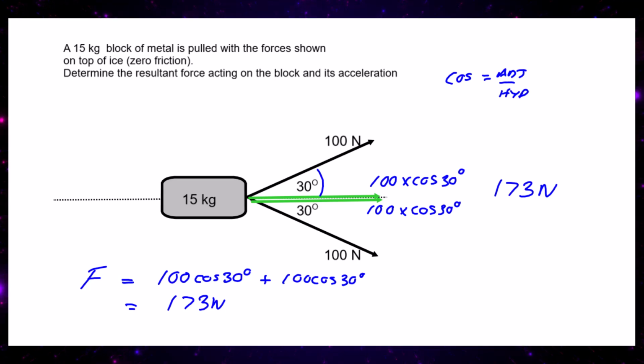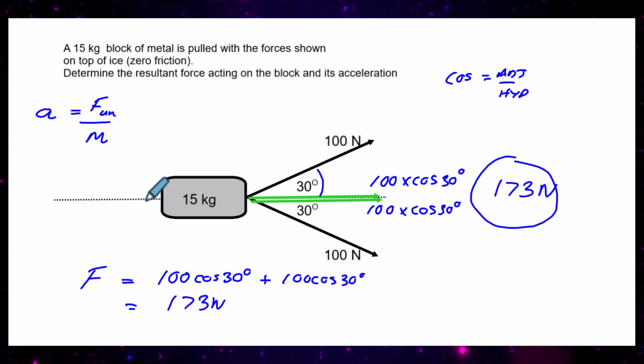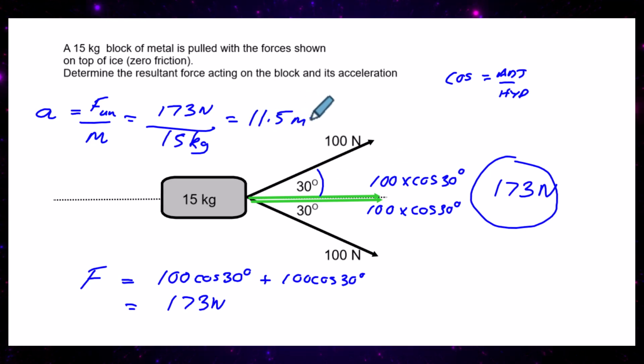To work out the acceleration of it, we know fine well the famous acceleration law from Newton's second law. The acceleration is the unbalanced force divided by the mass. And we know it's going to be an unbalanced force of 173 newtons. There's not going to be a backward force because we're on ice with no friction. So we have 173 newtons and we're dividing that by a mass of 15 kilograms. So we work that out, we get an acceleration of 11.5 meters per second every second. Remember the units for that.